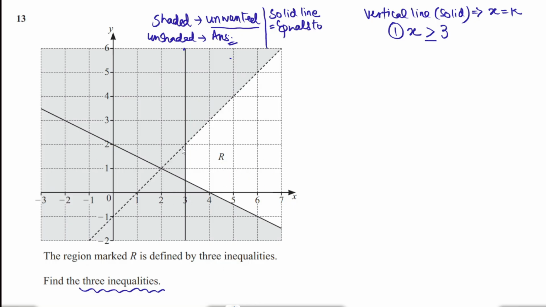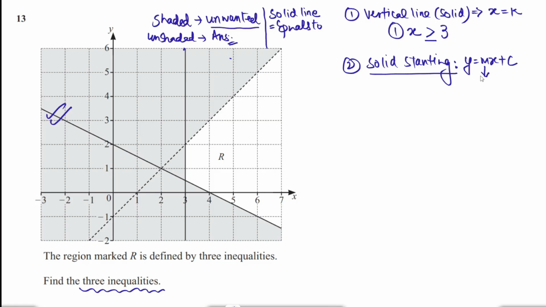Now let us go for the second one. Let us take this solid slanting line. First of all, we make the equation, then we will convert that equation into an inequality. In this solid line, you see carefully, you need to find 2 points. The equation is always written in the form y equals mx plus c, where m is the slope of the line, and m is generally given by y2 minus y1 upon x2 minus x1.